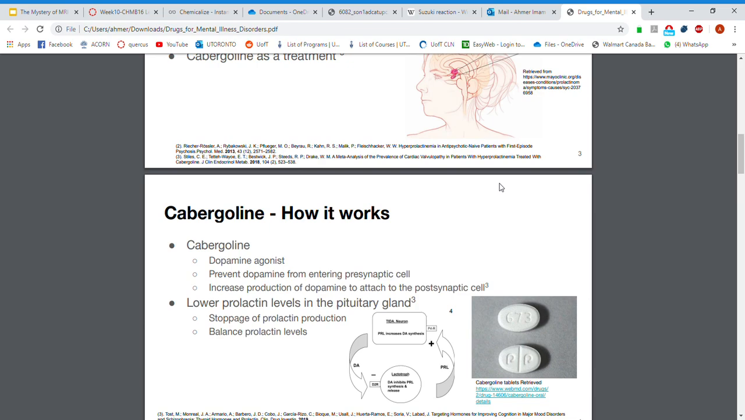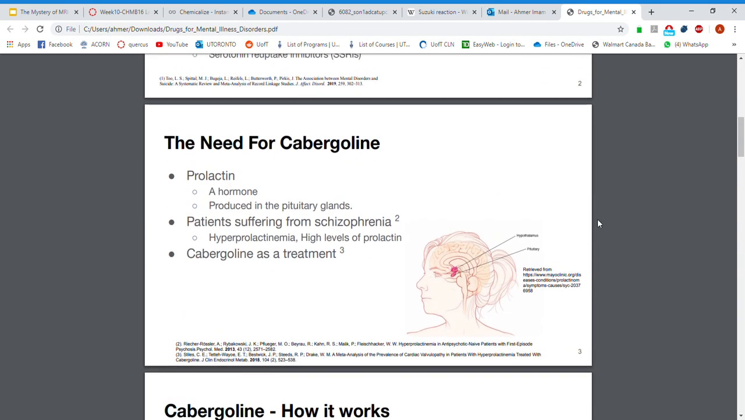Dopamine is known as a level-controller of prolactin. The dopamine agonist prevents dopamine from entering a presynaptic cell, thus more dopamine is left to attach to a postsynaptic cell. It has the ability to lower prolactin levels through agonistic effects on the D2 receptor in the anterior pituitary lactotroph cells located in the pituitary gland, therefore balancing prolactin levels to gain proper cognitive function.